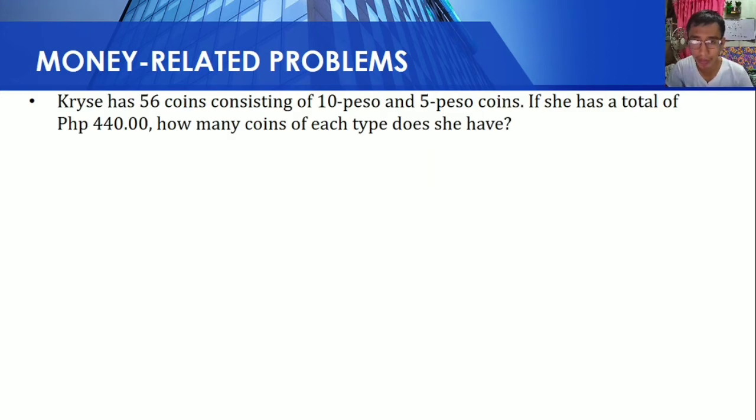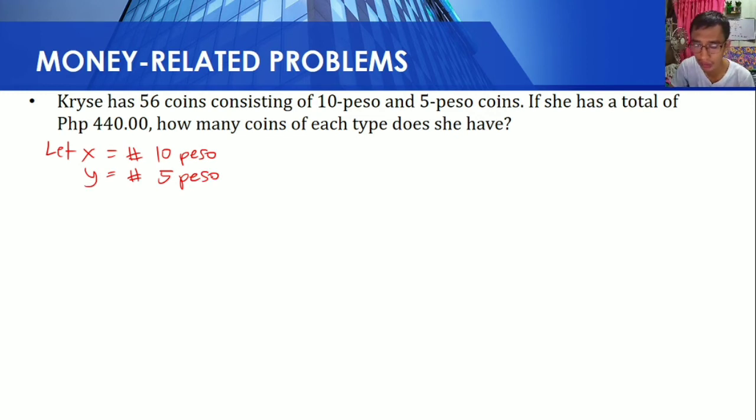So next problem. Chris has 56 coins consisting of 10 peso and 5 peso coins. If she has a total of 440, how many coins of each type does she have? So, let x ulit tayo. Let x be the number of 10 peso coins, and y be the number of 5 peso coins.